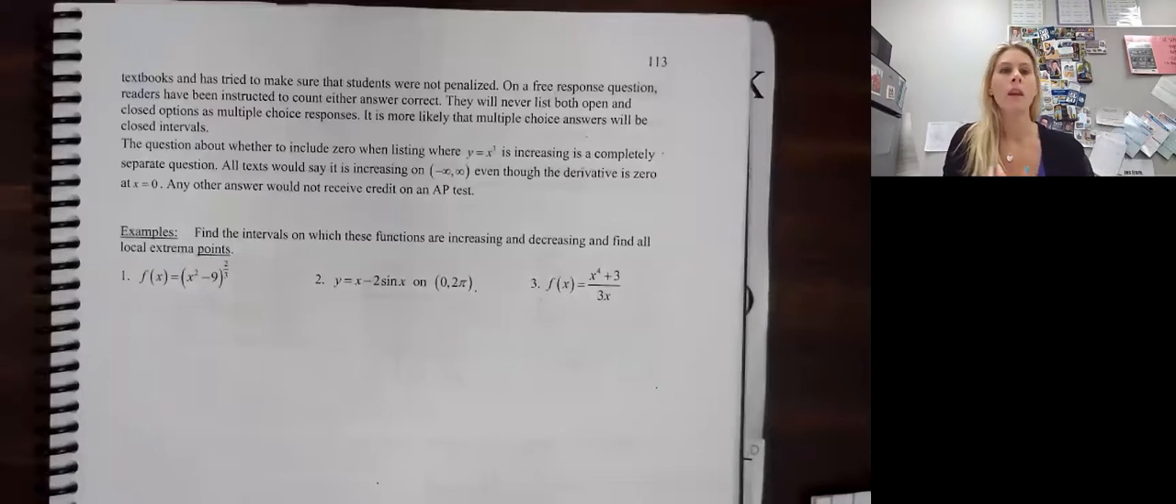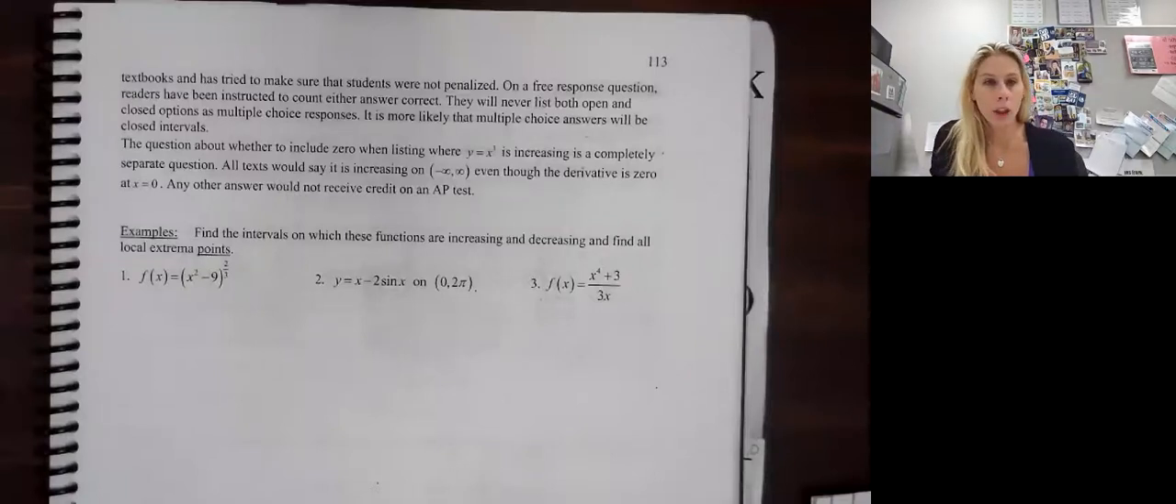They'll never have that. The question of whether to include 0 when listing where y equals x cubed is increasing is a completely separate question. All textbooks will say it's increasing on negative infinity to infinity, even though the derivative is 0 at x equals 0. Any other answer would not receive credit. So keep in mind that infinity and negative infinity always have a parenthesis around them, okay? They will not give you credit for a bracket around your infinities. All right, so let's follow those steps.